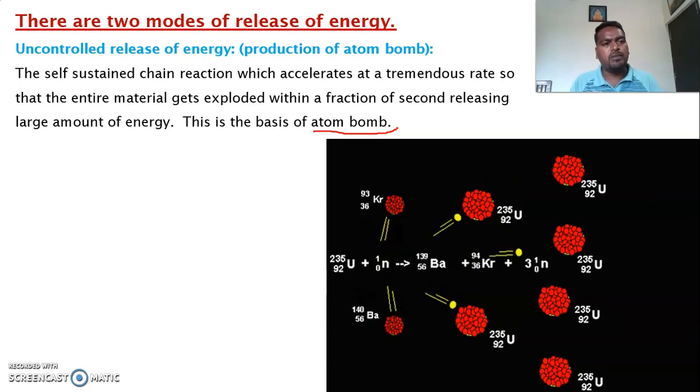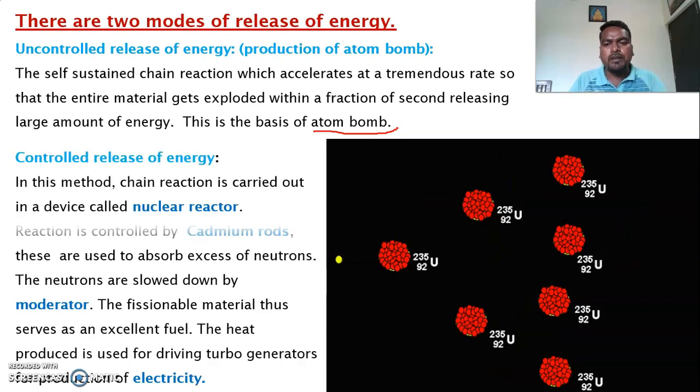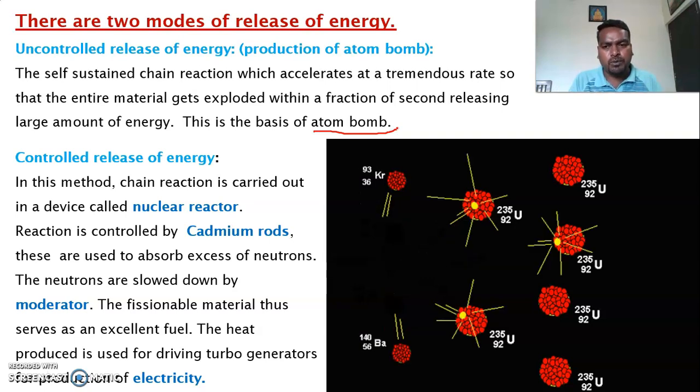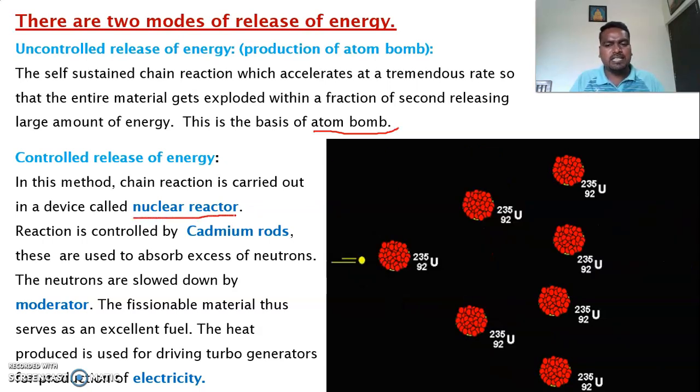In the case of an atom bomb, once the reaction is initiated, it is going to continue up to the completion of the uranium. So here there is no control over the number of neutrons. But in the case of controlled nuclear reactions, what happens? Here we are going to control the number of neutrons. This controlled nuclear fission reaction is performed in a device called a nuclear reactor.